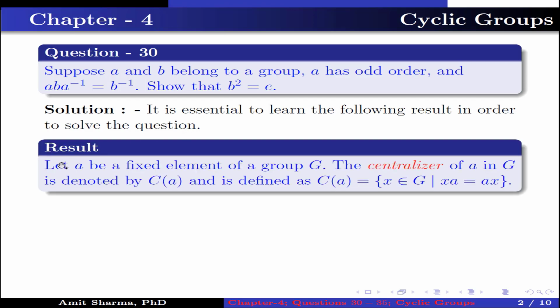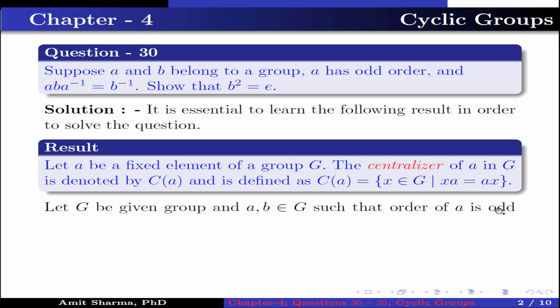Result. Let a be a fixed element of a group G. The centralizer of a in G is denoted by C of a and is defined as C of a containing the elements x belonging to G such that x a equals a x. Let G be a given group and a, b belong to G such that the order of a is odd and a b a inverse is equal to b inverse.